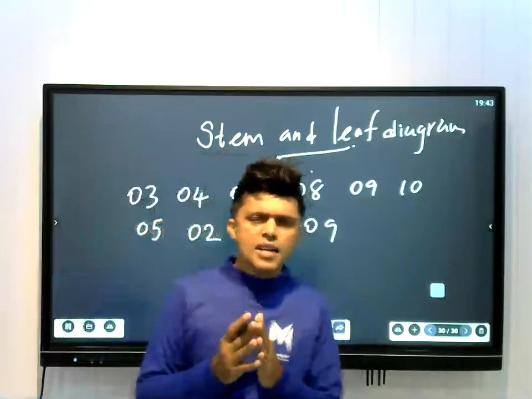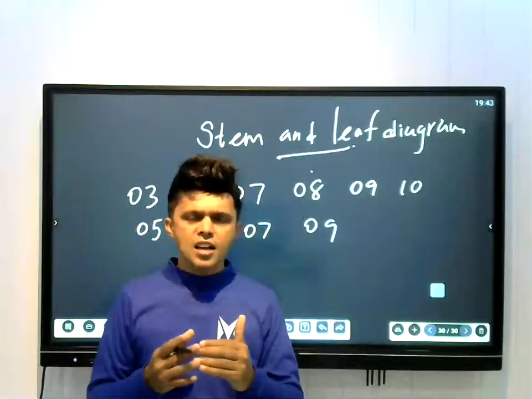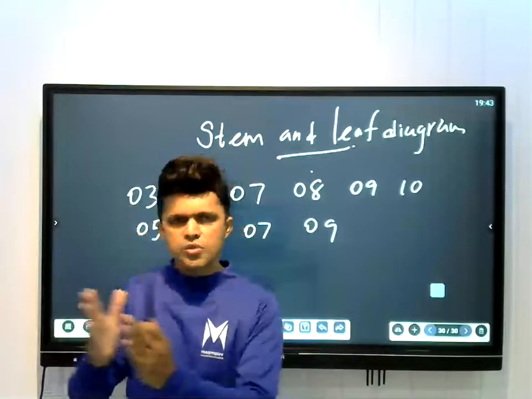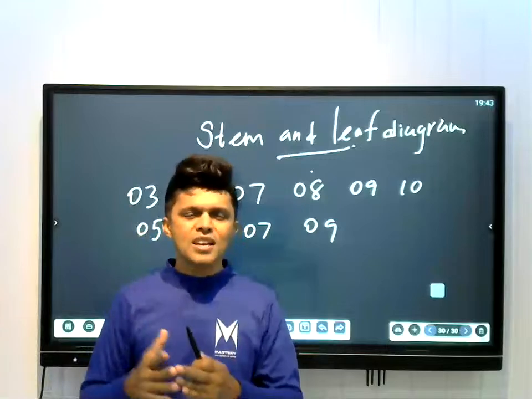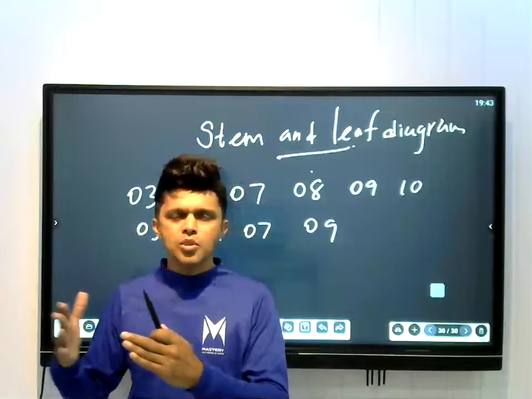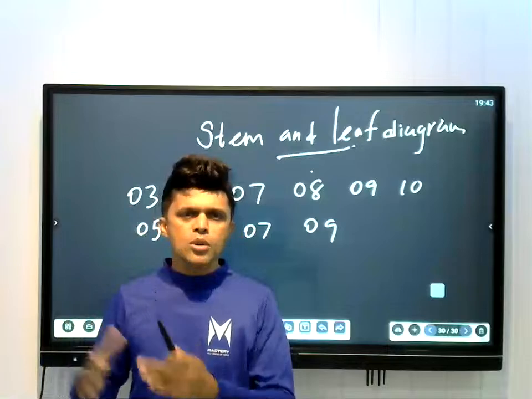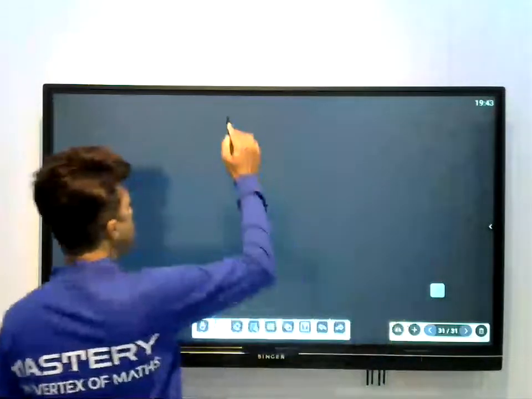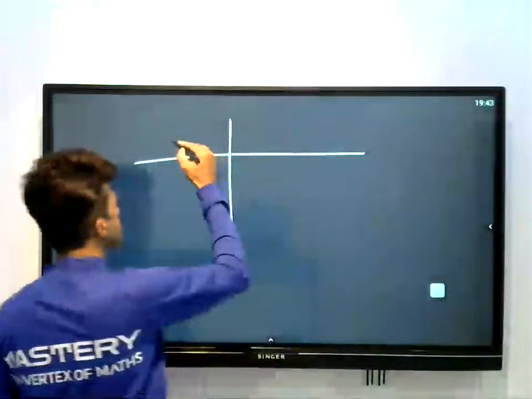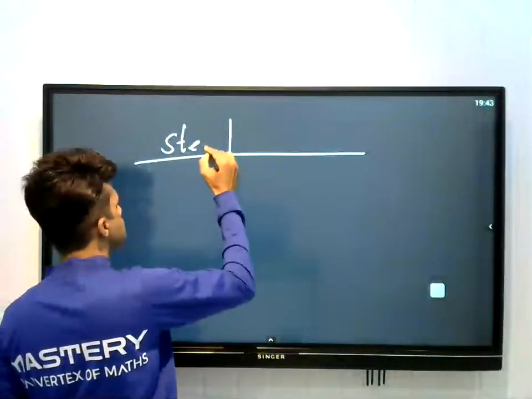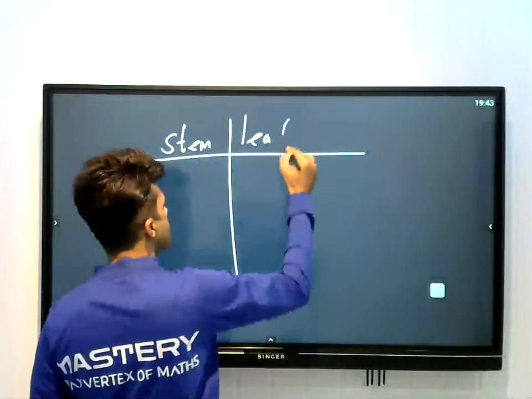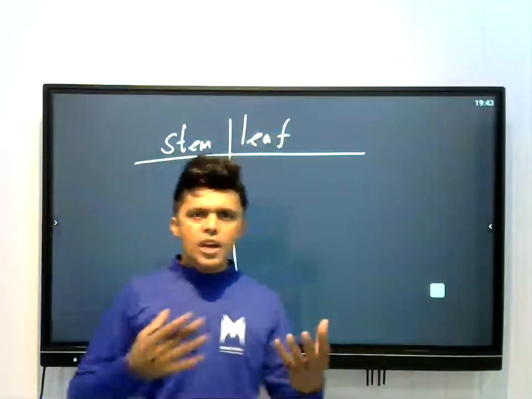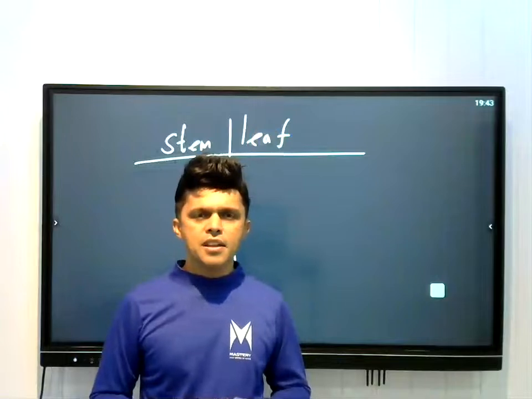First you need to understand what the stem and leaf diagram is. When it comes to science, you know stem and leaf, but forget that idea. This is a way of entering the given data in a stem and leaf diagram. This column is the stem, this column is the leaf. How can you enter this data in a stem and leaf diagram?